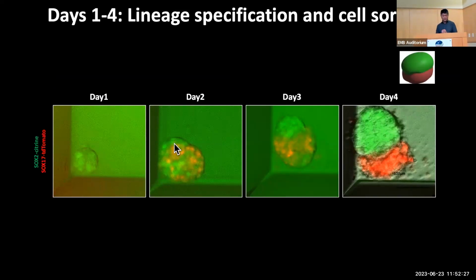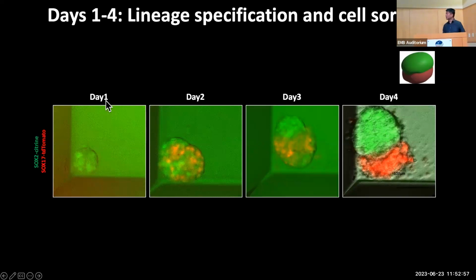As I mentioned, when we start with the culture, they express SOX2 because they're pluripotent. All of the cells express SOX2. So at day 2, after exposing them briefly to some growth factors that promote hypoblast differentiation, you will see the appearance of SOX17 positive cells here. At this stage, they are still very well mixed. The SOX2 and SOX17 cells are still in this aggregate.